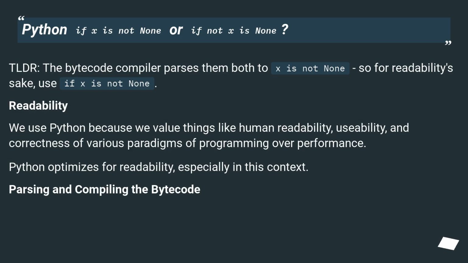Python: if x is not None or if not x is None? TLDR: the bytecode compiler parses them both to x is not None, so for readability's sake, use if x is not None. Readability: we use Python because we value things like human readability, usability, and correctness of various paradigms of programming over performance. Python optimizes for readability, especially in this context. Parsing and compiling the bytecode.